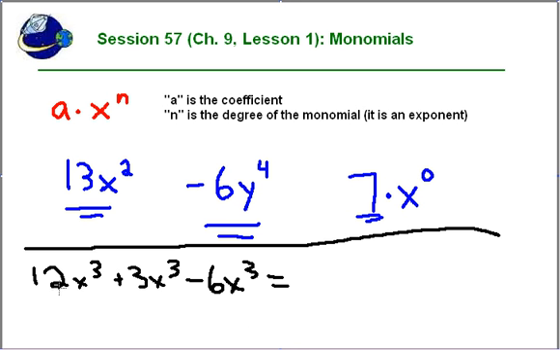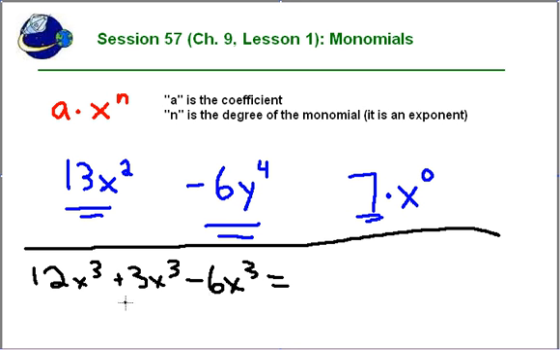First of all, are each one of these three terms monomials? Is 12x to the third a monomial? Yes. 12 is a, 3 is n. Is 3x to the third a monomial? Yes. This 3 here is a, this 3 here is n. And is this minus 6x to the third a monomial? Yes, the minus 6 is a, and the 3 is n.